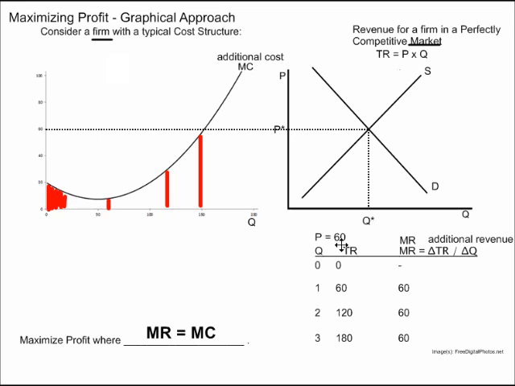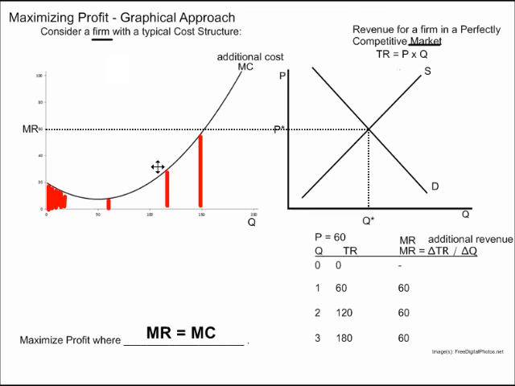If I ask you to graph out the marginal revenue for the firm in a perfectly competitive market, notice it would look like this flat line that's equal to whatever the market determined the price to be. This horizontal line equal to the P star in the market, that would be the marginal revenue for the firm in a perfectly competitive market. That's marginal revenue.